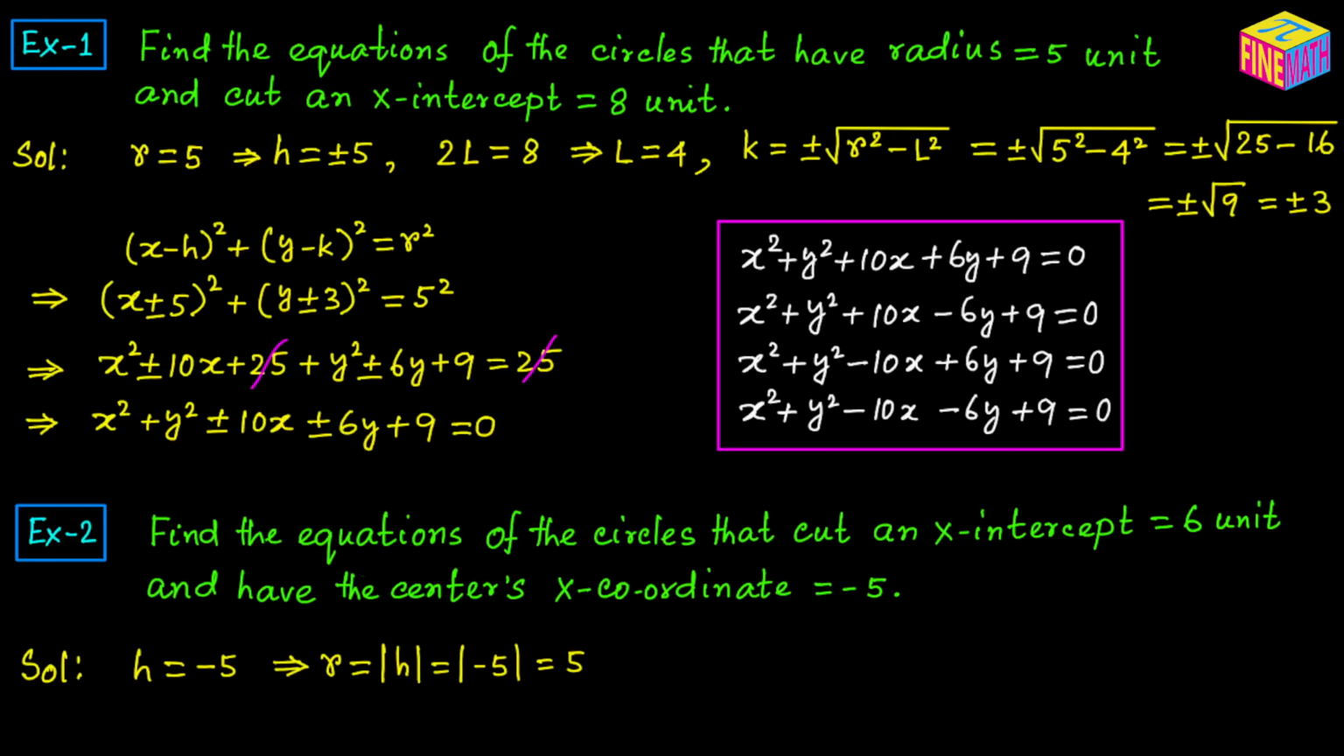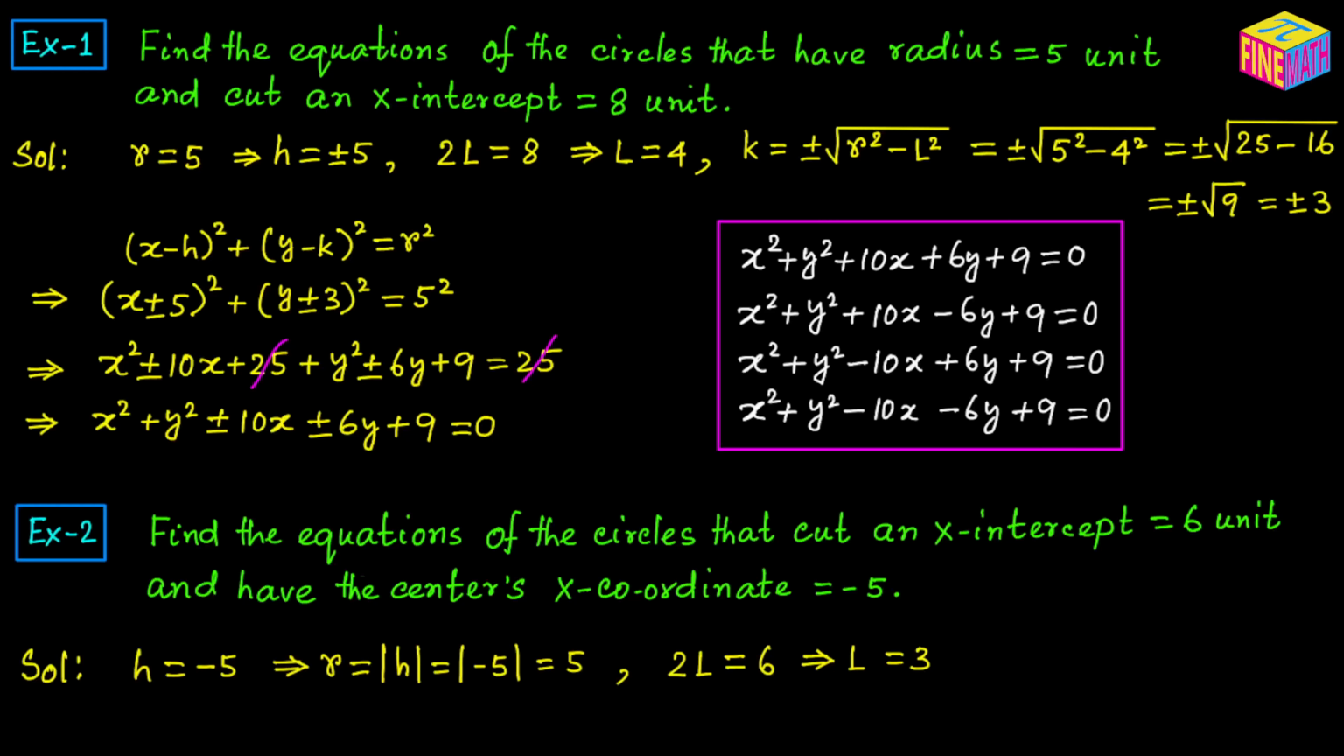We have been provided with h, which is negative 5. We can say radius will be equal to absolute value of h, that will be equal to 5. And also we have been provided with the length of x-intercept which is 6 unit. So 2L is equal to 6 unit, and from here we can say L will be equal to 3 unit.